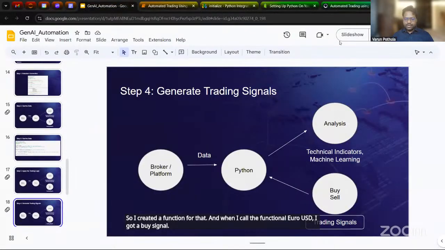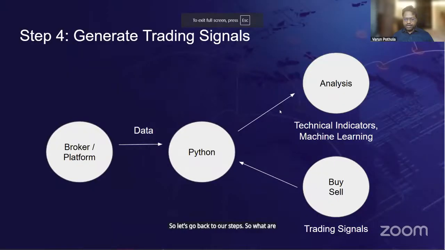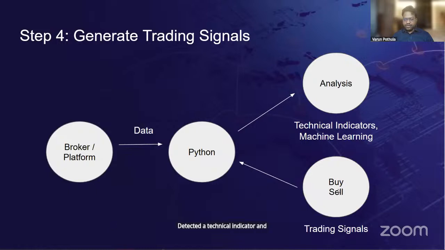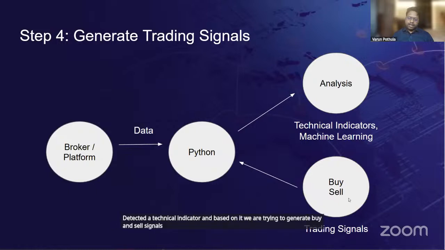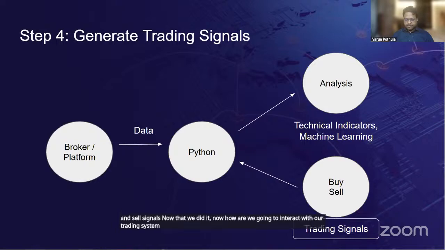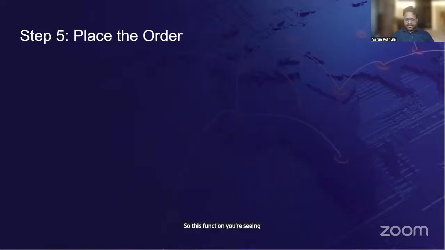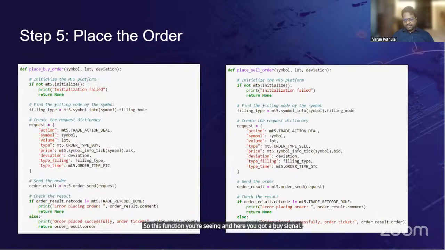So let's go back to our steps. What are we doing? After we got data, we did our analysis. We picked a technical indicator, and based on it, we are trying to generate buy and sell signals. Now that we did it, how are we going to interact with our trading system to place orders? So this function you've seen, and here you got a buy signal. But there are a couple of functions that I've added here to place a buy order and a sell order. For the sake of practice, I added them here so that you guys can practice it.